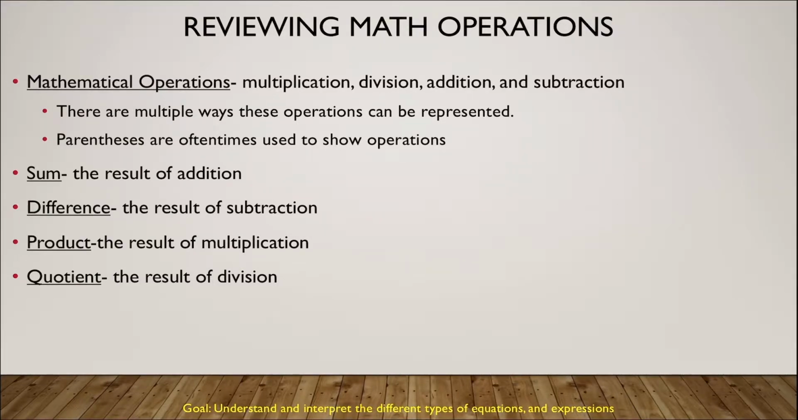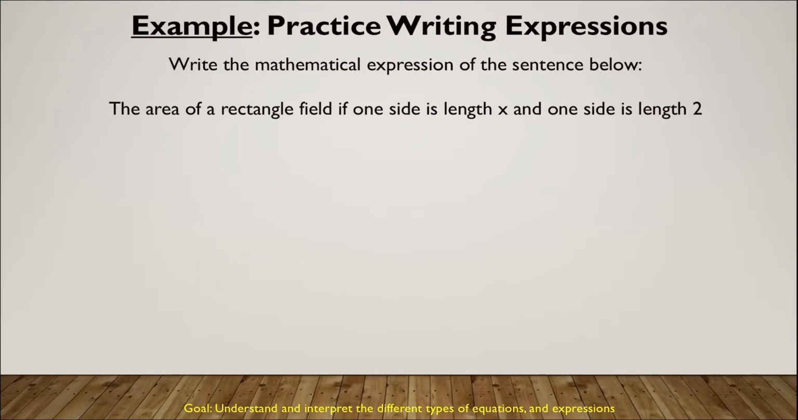So here's some key words. The sum is the result of addition. The difference is the result of subtraction. Product is the result of multiplication. And quotient is the result of division. Okay, so we have addition, subtraction, multiplication, and division. There we go. Okay, so we're going to practice writing some expressions here. We're going to give you some word problems, and then we're going to try and piece them together.